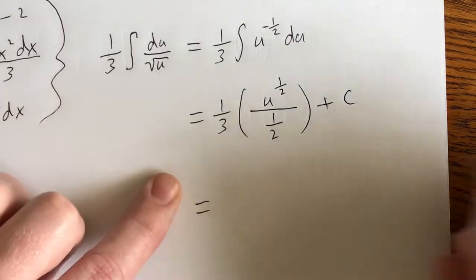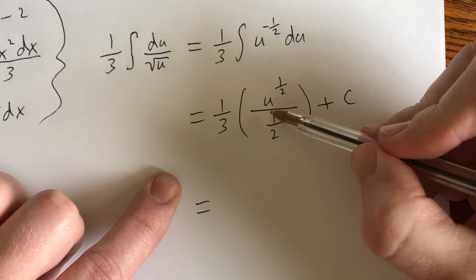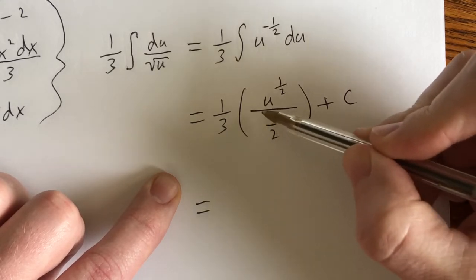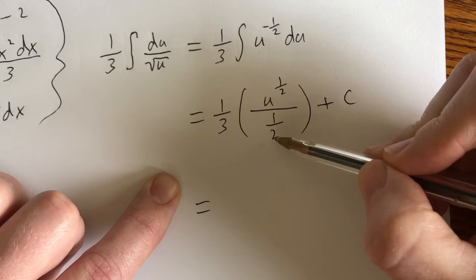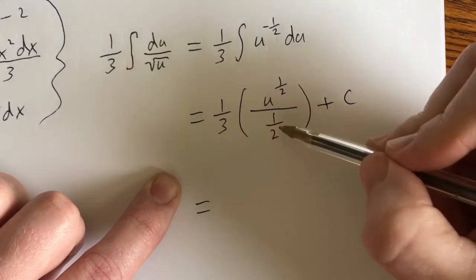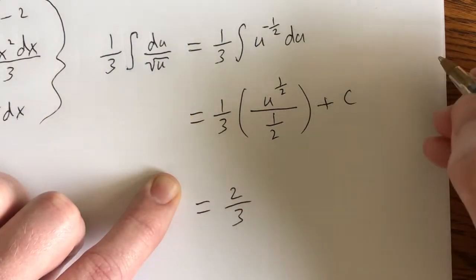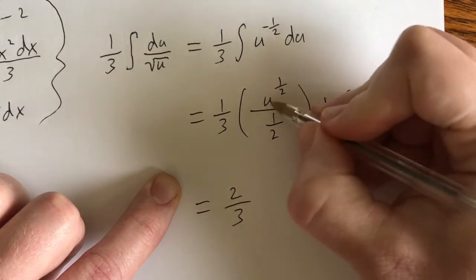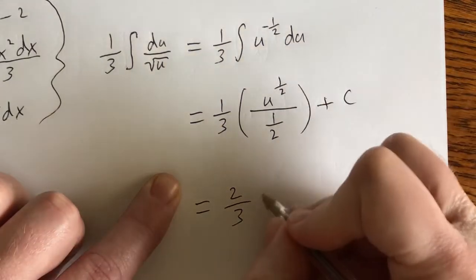Okay, a couple things here to finish this up. The first thing, we're dividing by 1/2. When you divide by 1/2, that is exactly the same as multiplying by 2. So this really means 2 times 1/3, or 2/3. This part, u to the 1/2, means the same as the square root of u.